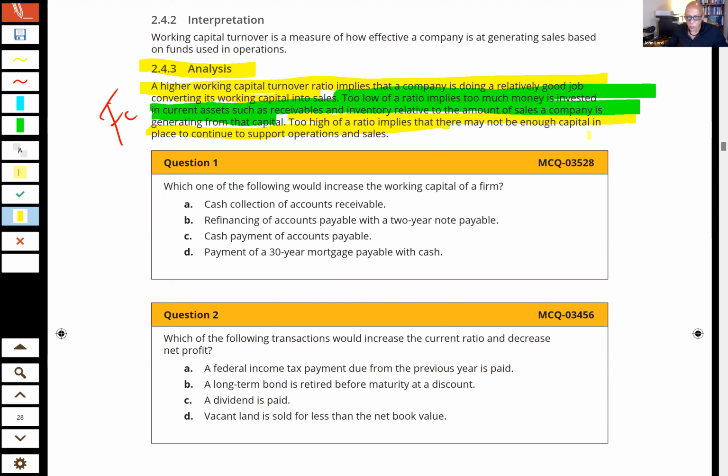Okay, so which of the following would increase the working capital of the company? Well, the working capital is current assets minus what? Current liabilities, and if you convert receivables into cash, you've had a wash here. It's changed nothing. The current asset number has stayed exactly the same. Right? Cash is a current asset, accounts receivable is a current asset.